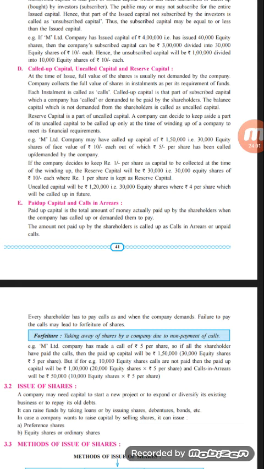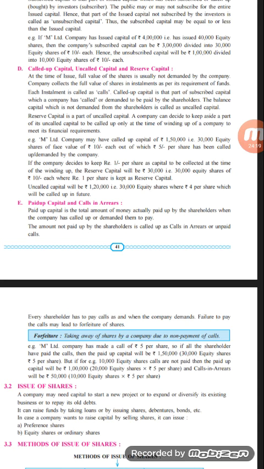Called up capital is that part of the subscribed capital which the company has called or demanded to be paid by the shareholder. So if the company says that we need rupees 5 on each equity share, the investor has to pay rupees 5 on each equity share. That is known as called up capital.